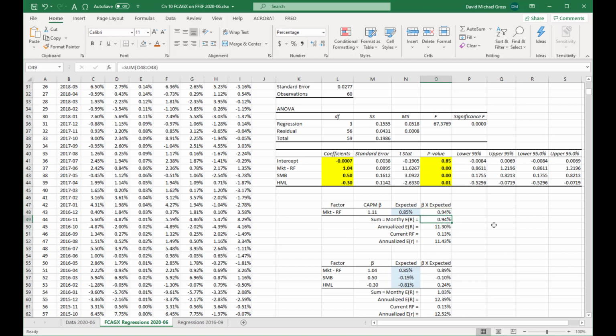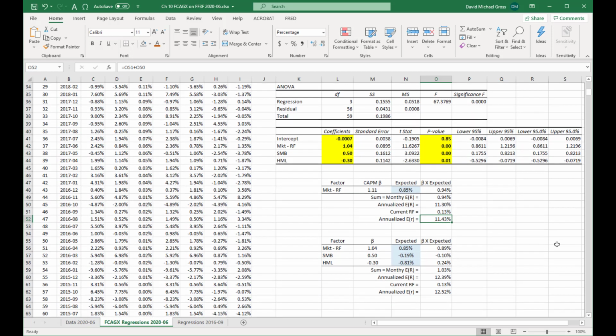I'm summing only a single value. Here's my annualized holding period return. I'm just multiplying that by 12. Here's the current risk-free rate, which I looked up on the Treasury site. And so here's the annualized expected return of 11.43%. And if this were a company and not a mutual fund, I might use this as the cost of equity capital. But because we now have multiple factors, we can come up with a slightly richer number.